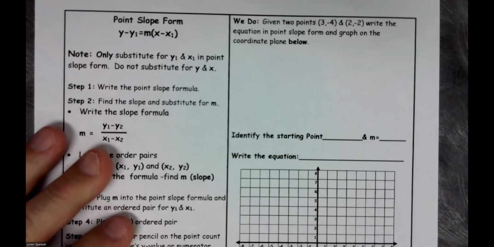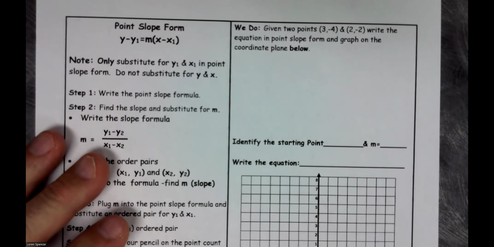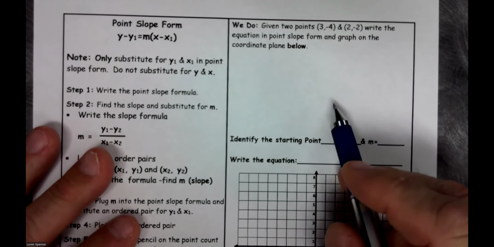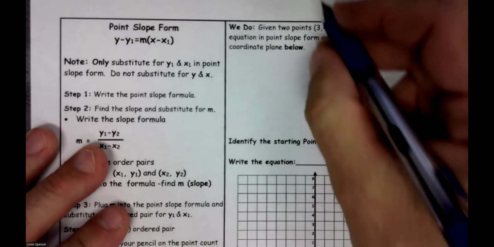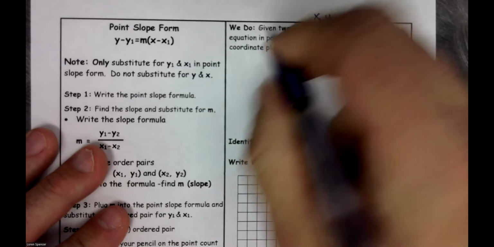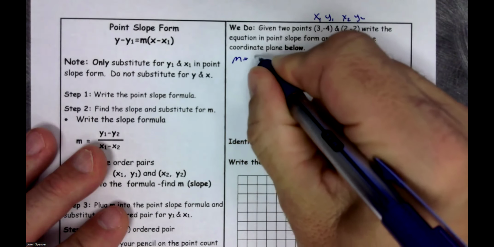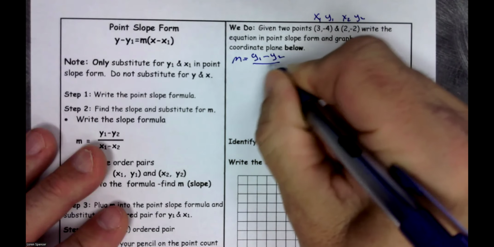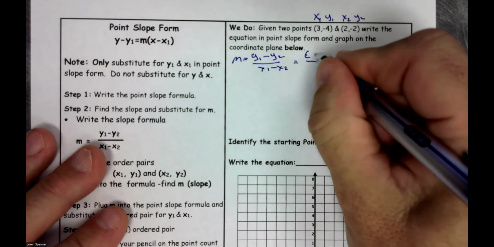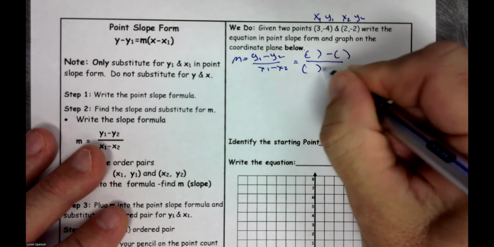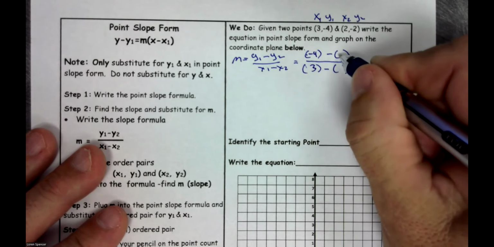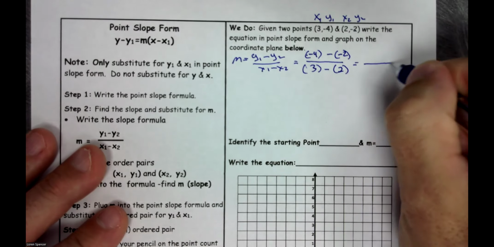All right, so here we have 2 points and we need to graph them on the coordinate plane. Well, first off, what I would highly recommend doing is going, well, this is x1, y1, x2, y2, and we're going to need to write our slope formula. m equals y1 minus y2 over x1 minus x2, equals parenthesis, minus, parenthesis, over parenthesis, minus, parenthesis. So this is going to be -4 over 3, and this will be -2 over 2.